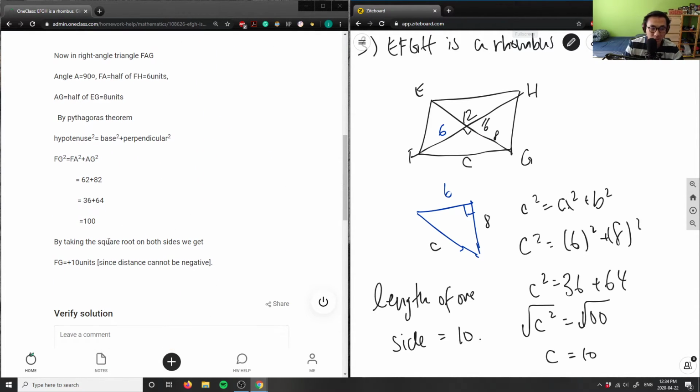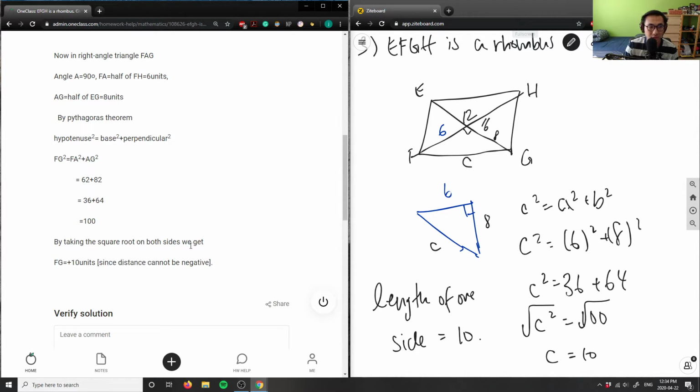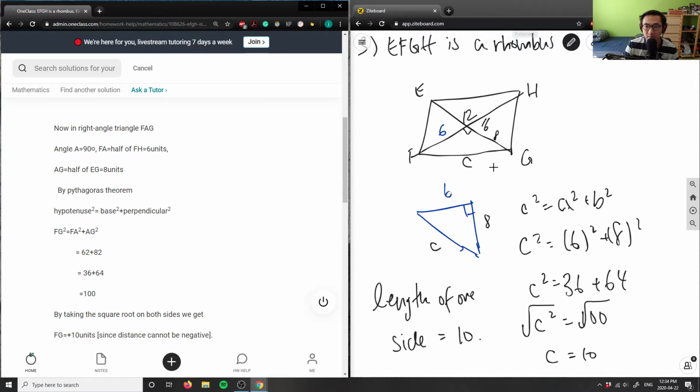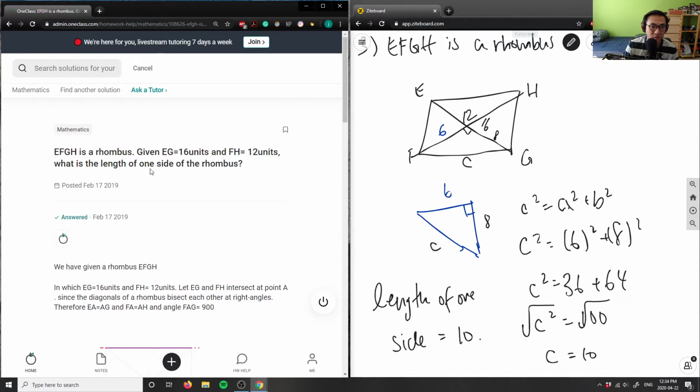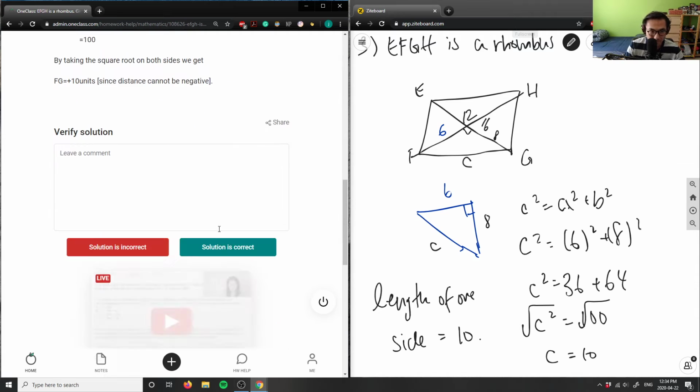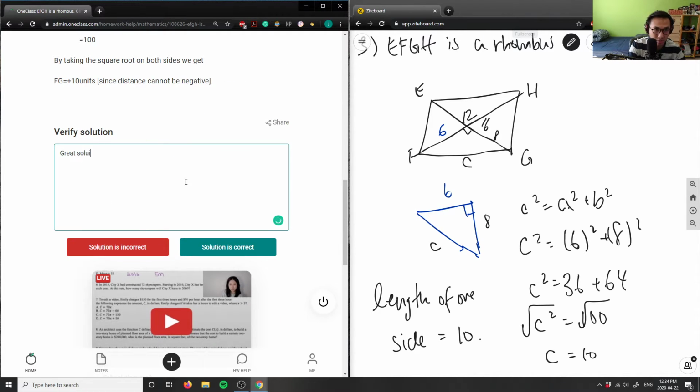So that's good. Again, it's plus or minus 10, but I can't take the negative length, right? So this here is my correct answer. Length of one side equals 10, and they got the same answer as well. They did the exact same thing as I did here. I didn't realize, I thought it was EF and not EG, so I wrote 16 here when it was 16 as the diagonal. So that's my fault, sorry. So this is a great solution and analysis. The solution here is correct.